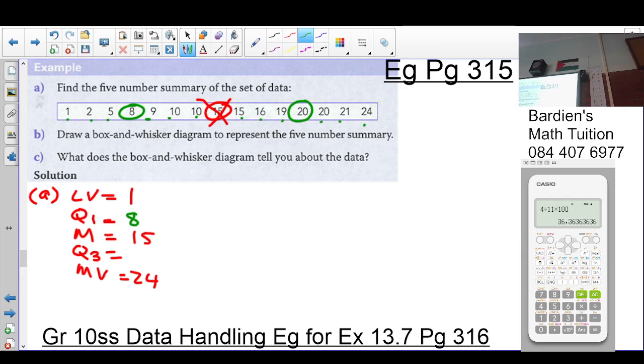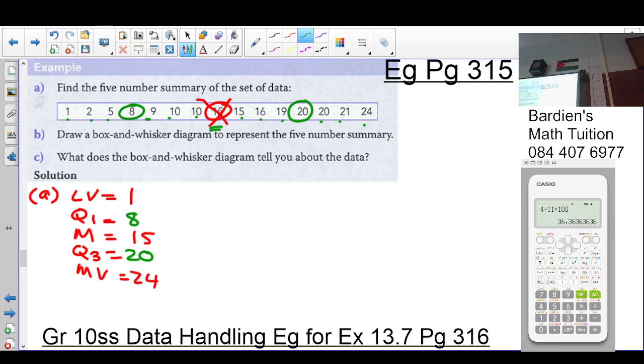Or you can play little games with yourselves. Put one finger on the 15 and one on the 24, and you move closer and closer and you'll see 20 in the middle. Or if you go down the other side, you'll see 1 and 24, and you move your fingers closer and closer, and you'll see that the 15 is in the middle. Okay. So Q3 is 20.